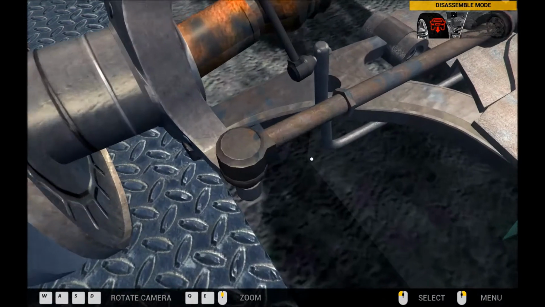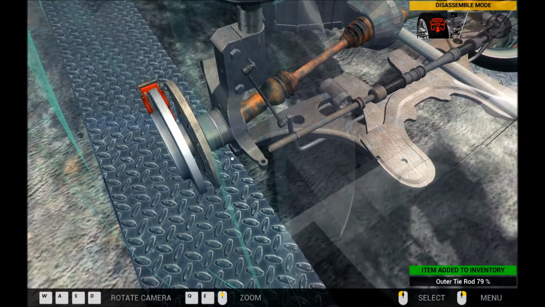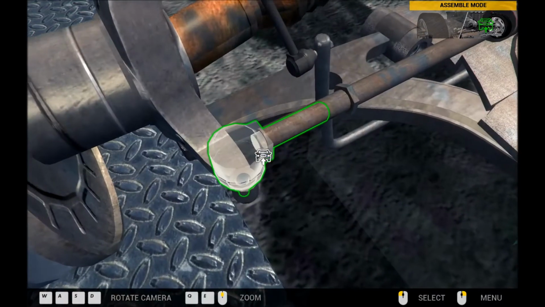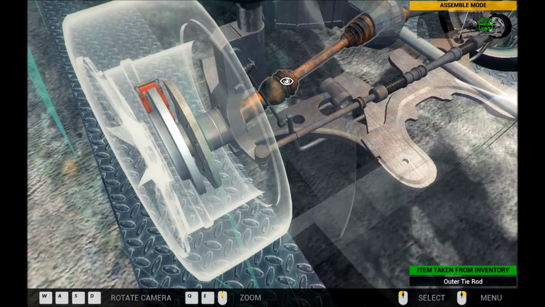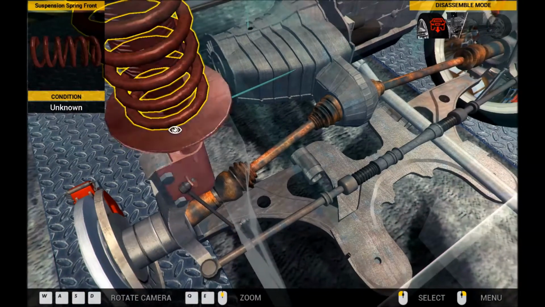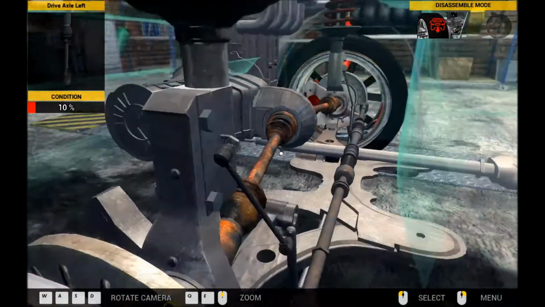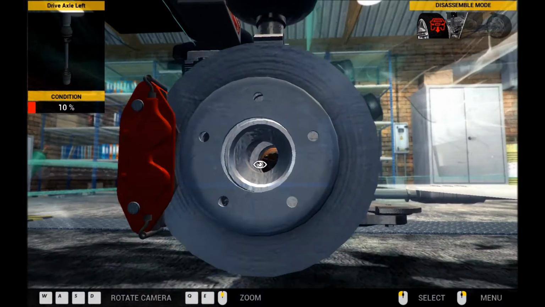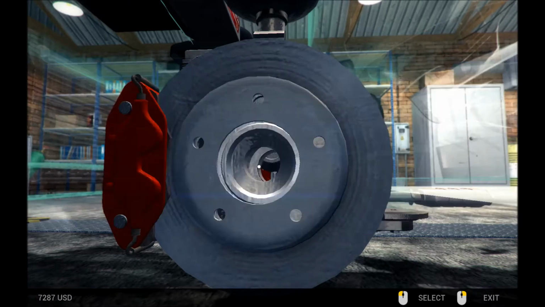Just to have a quick double check of these. Oh, it says 79%. Oh, and new. That's fine. Let's leave those on. But I need to take these bits off. So. Disassemble, please. Oh, yes, I have to take off this nut in the wheel. What percentage? That was 10%. Crikey, I mean, that feels fun to drive.